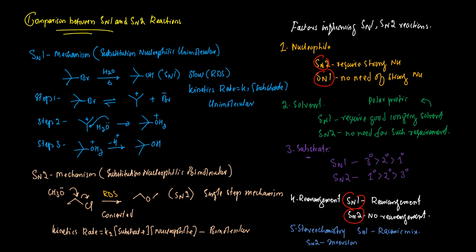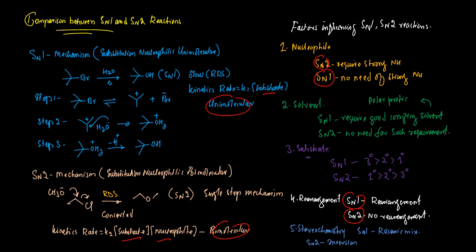In SN1, rearrangement takes place, whereas in SN2, which is a single step mechanism, there is no rearrangement. Stereochemistry: SN1 gives racemization or a racemic mixture, and as far as SN2 is concerned, it gives inversion of configuration. For example, if we have a starting material of R configuration in an SN2 reaction, then in the product we will get the isomer of S configuration. As far as kinetics is concerned, in SN1 the mechanism is unimolecular, or the rate is dependent on the concentration of substrate alone. And the kinetics of SN2 is bimolecular in character, which depends upon the concentration of both substrate and base.